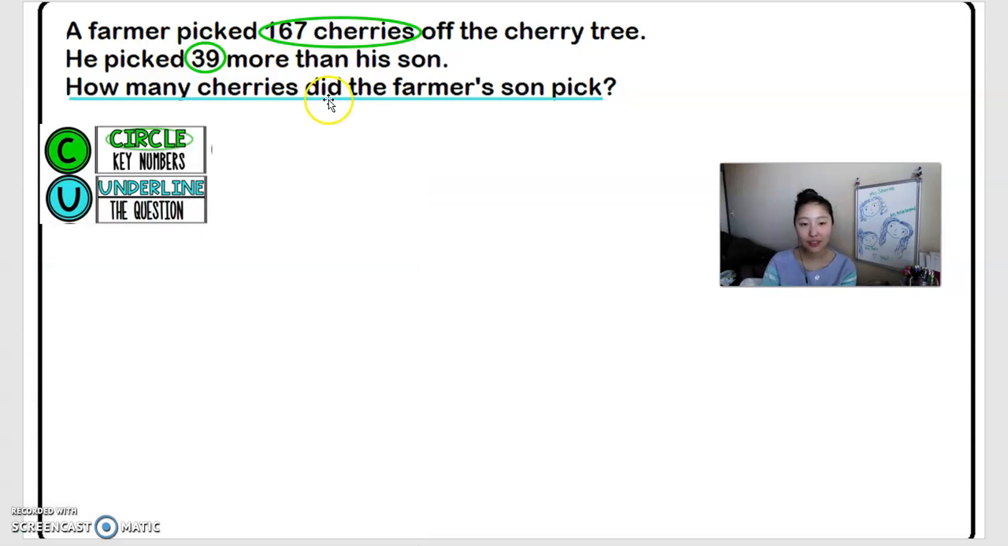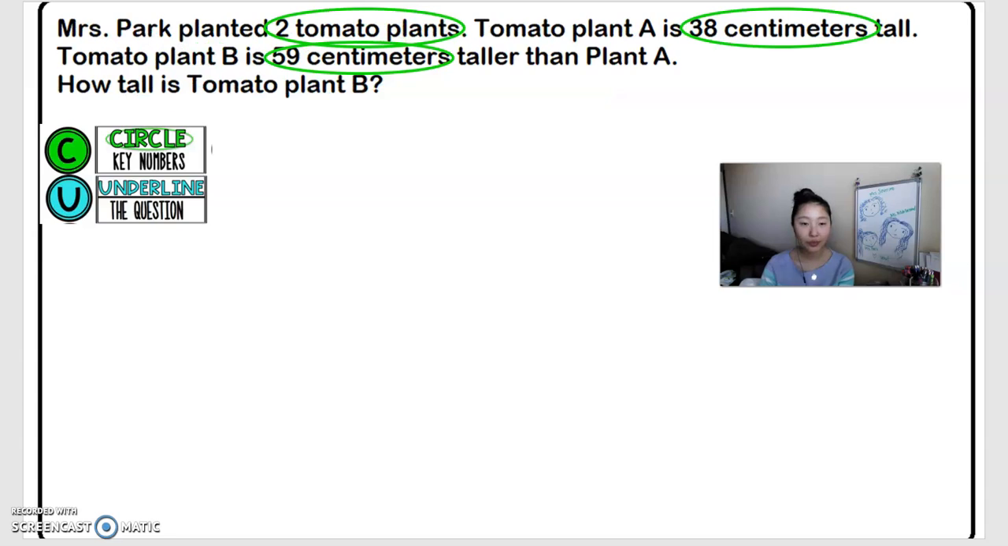How many cherries did the farmer's son pick? Great job. Next one. We have about 4 more left. Miss Park planted 2 tomato plants. Tomato plant A is 38 centimeters tall. Tomato plant B is 59 centimeters taller than plant A. How tall is tomato plant B?